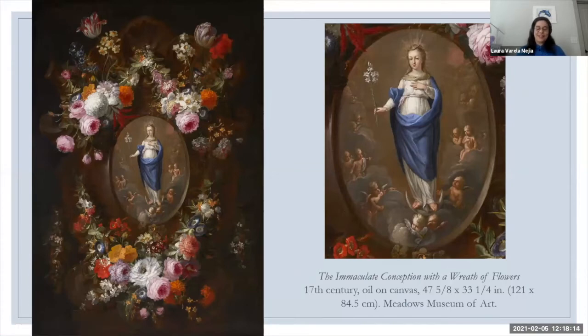The painting I am bringing to your attention is this anonymous painting that is currently held in the Meadows Museum, titled The Immaculate Conception with a Wreath of Flowers. To begin with, I just want to take a moment to delineate the way in which the image itself is engaging with this idea of layering.